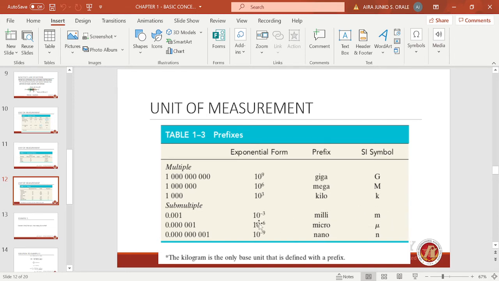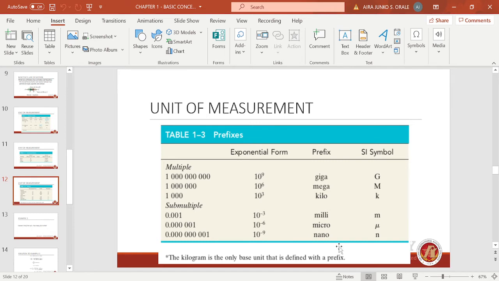Milli is 10 to the power minus 3, or you can say 1 divided by 1000. Then for mega, 10 to the power 6. For micro, you will use the Greek symbol, and for nano, you will use the small letter n. Nano is 10 to the power minus 9, and micro is 10 to the power minus 6. In short, if there's a minus, just divide: 1 divided by 10 to the power 6 for micro, 1 divided by 10 to the power 9 for nano.